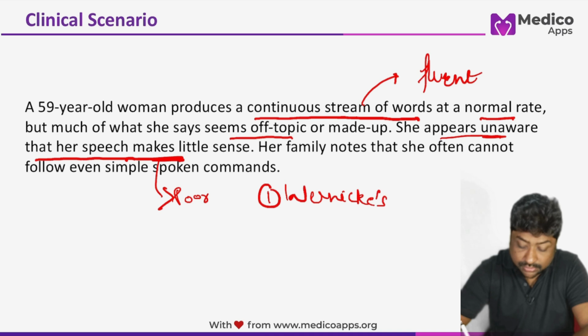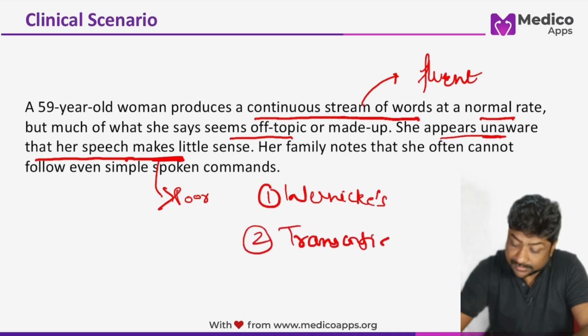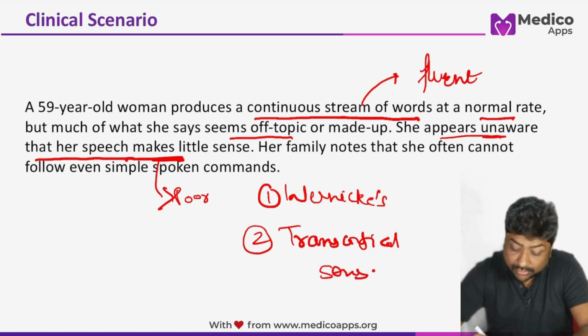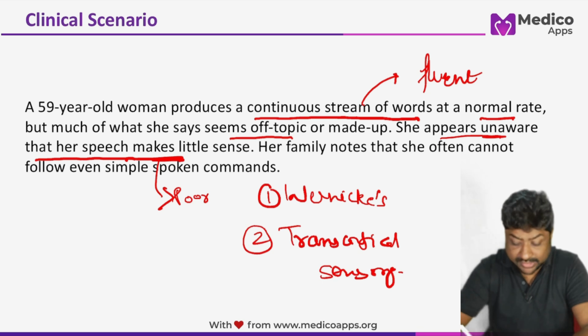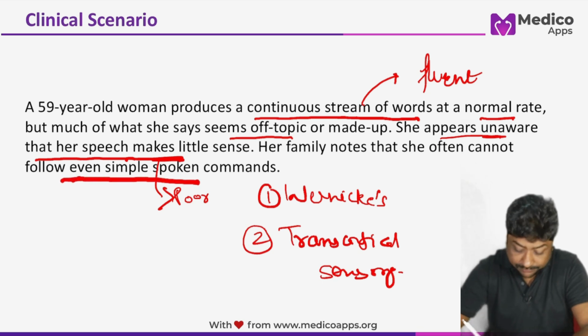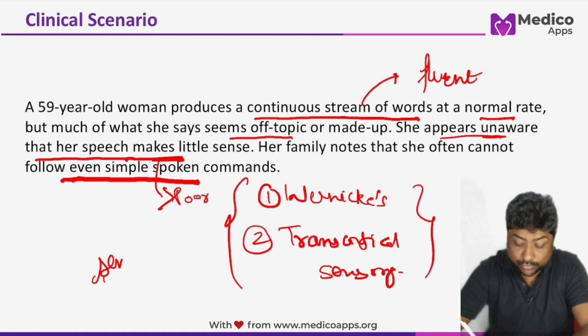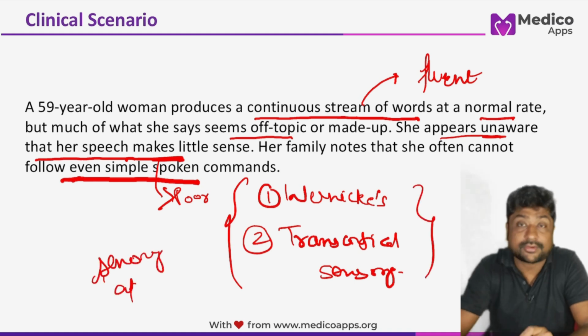So there can be two things, either Wernicke's or transcortical sensory. Both of these are sensory aphasias. Her family notes that she often cannot even follow simple spoken commands. So it can be both. So we are looking at a sensory aphasia.